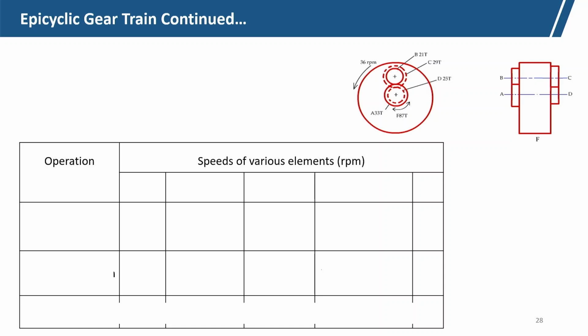First, we have to see the components. Component A, which is the sun, gives motion to B. From B, C gets motion. B and C are on the same coaxial shaft, so they will have the same speed. C gives motion to D, and there will be another component, which is F. These are the different components.